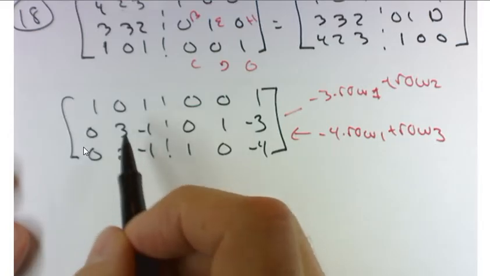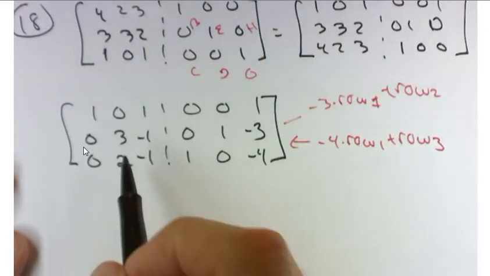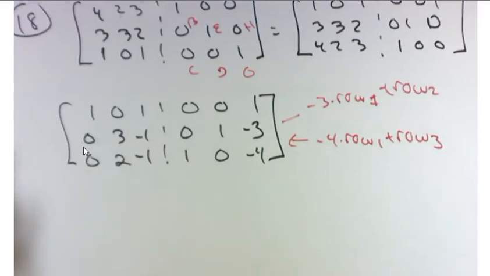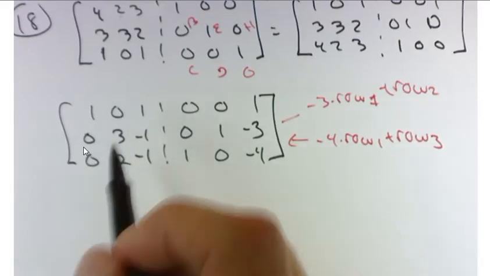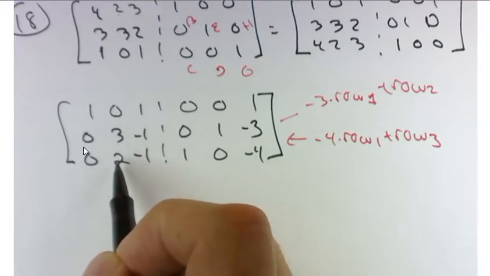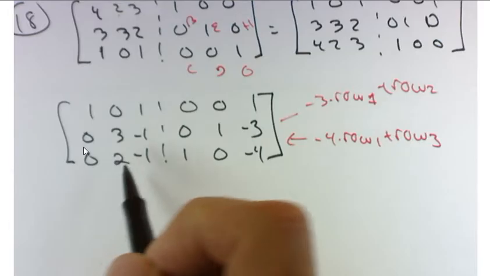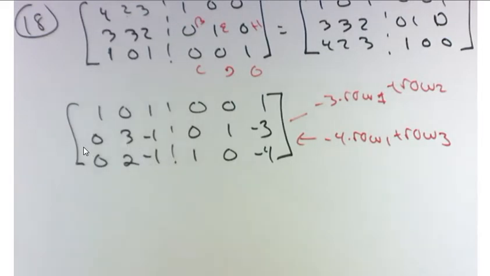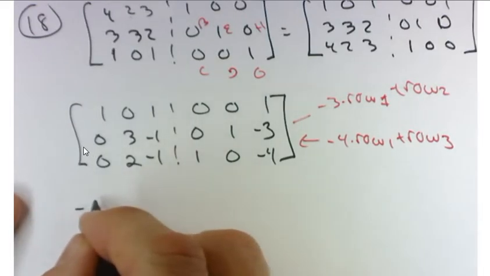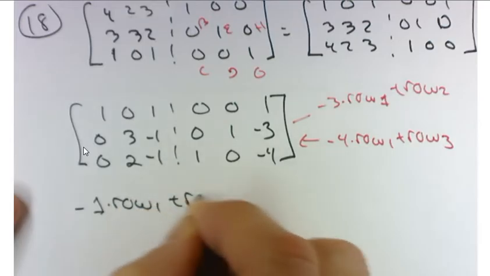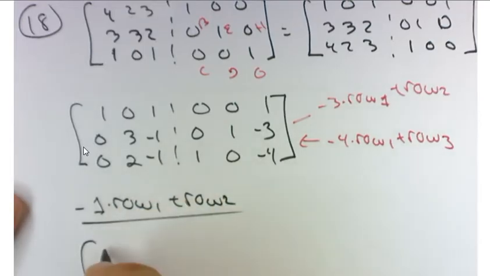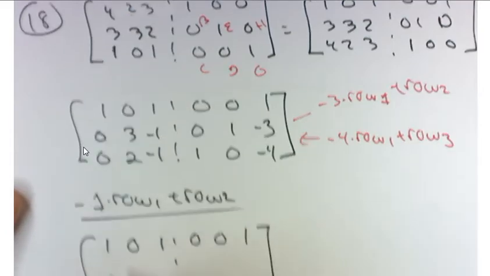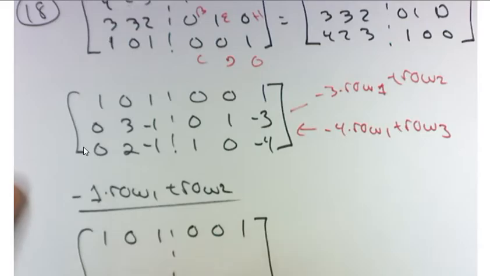But one of my goals was to get this to look like that identity matrix. And there's a little bit of a trick that I can play here. It's going to help me out in a couple ways. I'm going to multiply row 3 by -1 and add it to row 2. The advantage of that is that I don't have to deal with fractions. It's going to give me a 1 here, and that's going to help me out. So -1 times row 3 added to row 2. 1, 0, 1, 0, 0, 1. Row 3 isn't going to change. 0, 2, -1, 1, 0, -4.